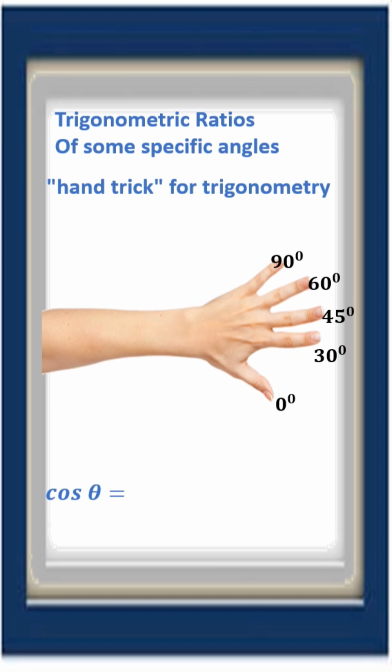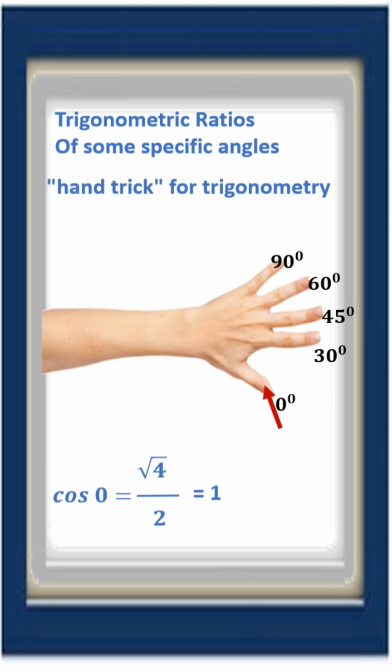Cos theta is equal to square root of number of fingers above upon 2. For example, now let us find cos 0. Where is 0 degree? Thumb is 0 degree. Number of fingers above this one is 4. So square root of 4 divided by 2. Square root of 4 is 2. 2 by 2 is equal to 1. So cos 0 is equal to 1.